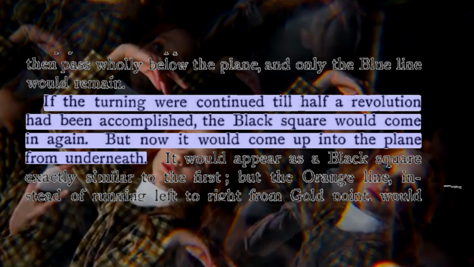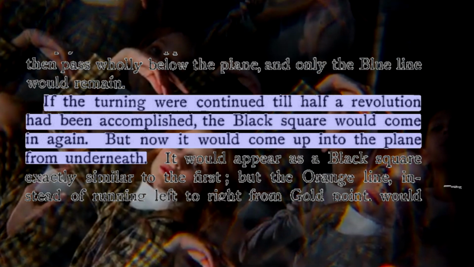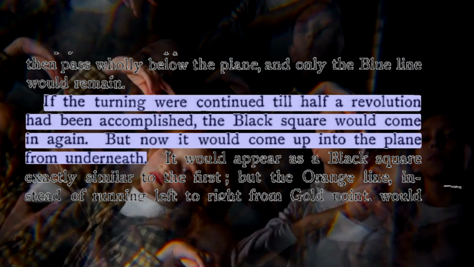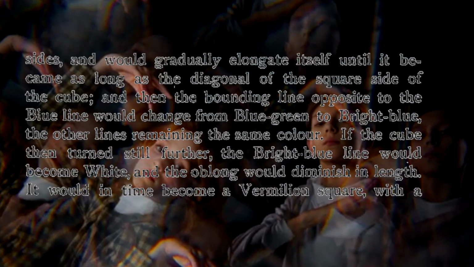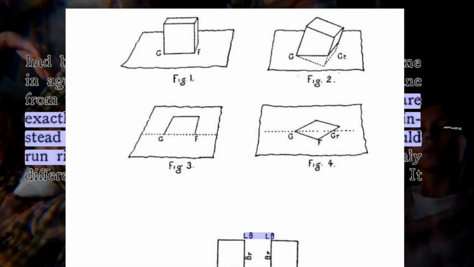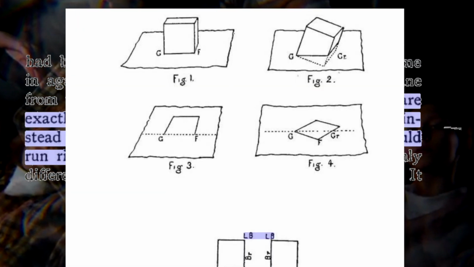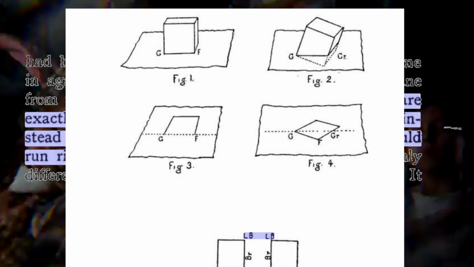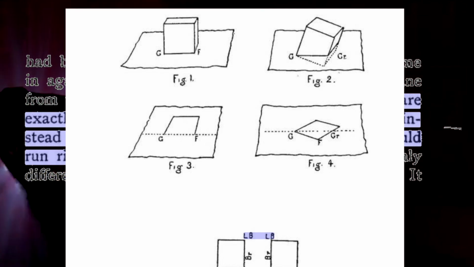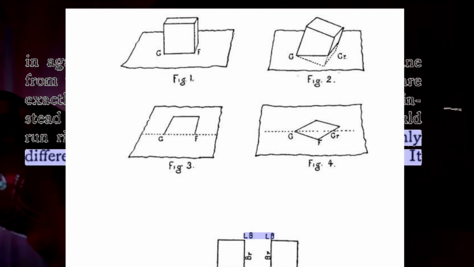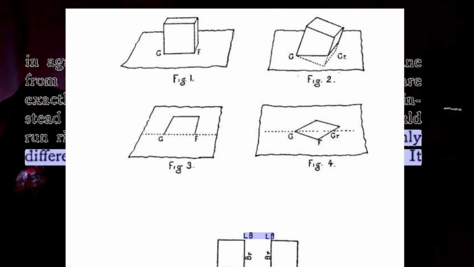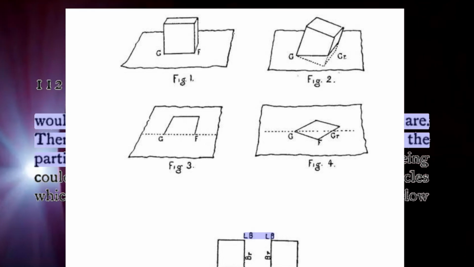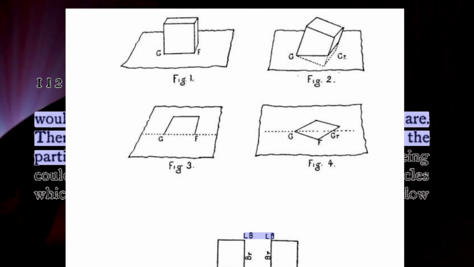If the turning were continued till half a revolution had been accomplished, the black square would come in again. But now it would come up into the plane from underneath. It would appear as a black square exactly similar to the first, but the orange line, instead of running left to right from gold point, would run right to left. The square would be the same, only differently disposed with regard to the blue line. It would be the looking glass image of the first square.